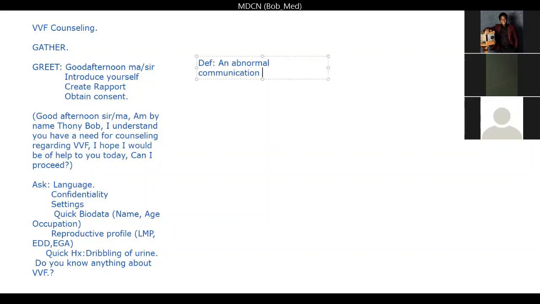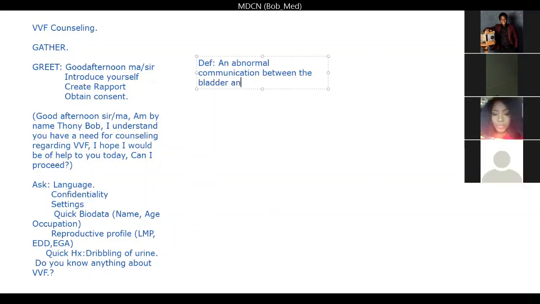Communication between what and what, doctors? Between the bladder and vagina epithelium. Yeah, between bladder and vagina epithelium. So it's just a connection between both of them, the vagina and the urinary bladder. That's why it's called vesica. Vesica simply means the bladder. Vesicovaginal. Okay.